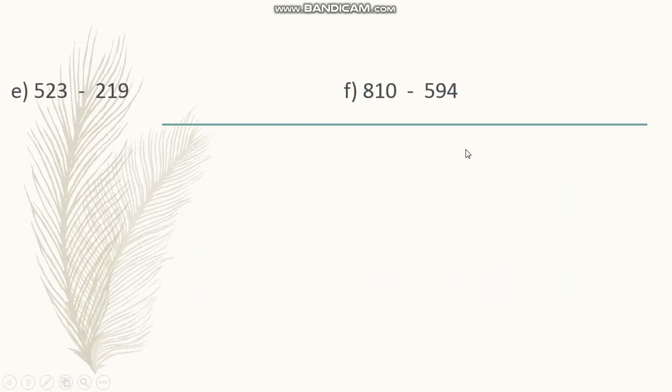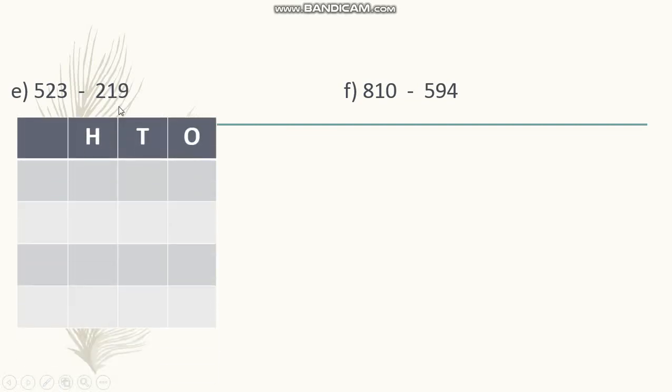Okay. Now next I am showing you subtraction, that is a new technique for you. So 523 minus 219. First I am arranging this number 523, then 219. Then I am putting the minus sign also. Now I am starting subtraction from the ones place. So here 3 minus 9. Here you can see 3 is a smaller number than 9. So you can't subtract a bigger number from a smaller number, right?